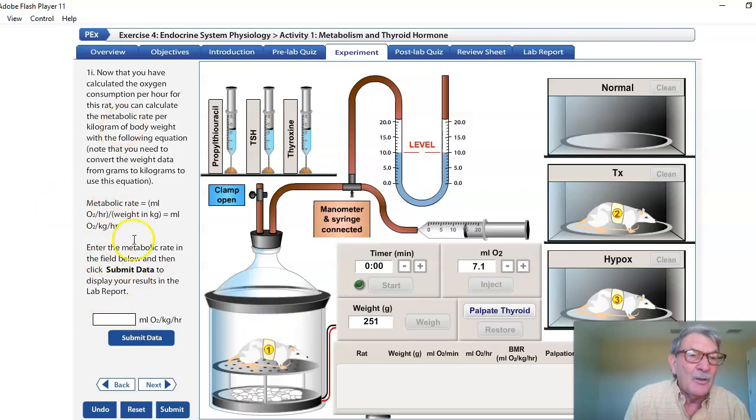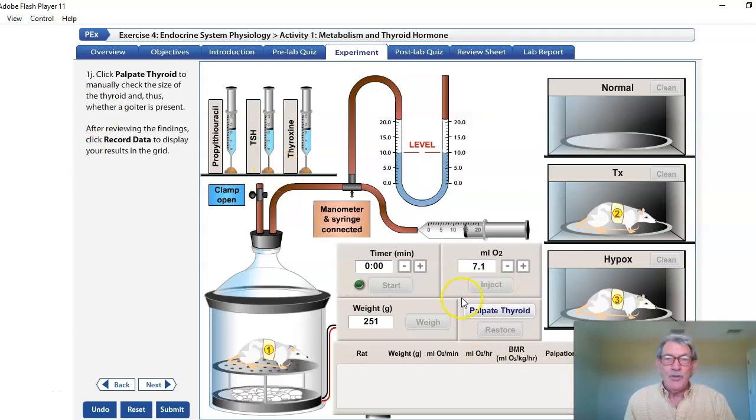Oh, I have to divide by his body weight in kilograms. So 426 divided by 0.251 equals 1697 milliliters of oxygen per kilogram of rat per hour. That's my metabolic rate, and it should be normal because this is a normal rat.